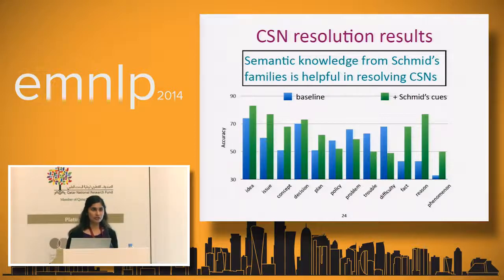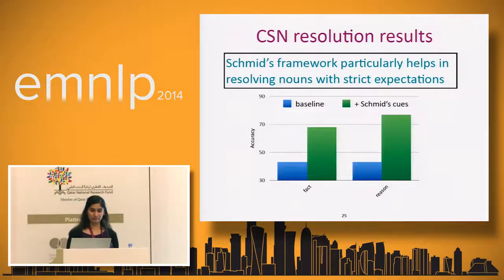Which kind of suggests that semantic knowledge from Schmidt's families is helpful in resolving CSNs. Then our second result is that Schmidt's cues especially help in resolving nouns with strict semantic expectations. By strict semantic expectation, I mean that the nouns fact and reason tend to occur with these specific kinds of clauses.